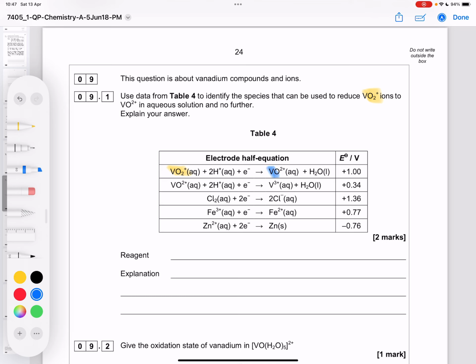to VO2+, but stop them from doing the next reduction, and the next reduction to V3+ has a value of 0.34. So we want this to happen, but we don't want 0.34 to happen. We need to find a reducing agent. Remember that reducing agents are on the right, oxidizing agents are on the left.